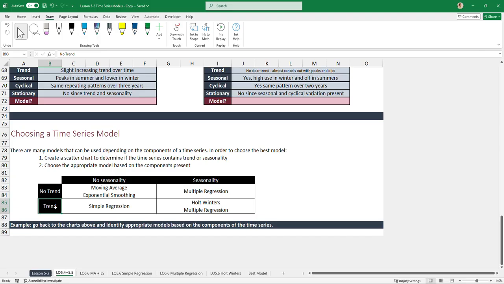First, you'll have to ask yourself if you have trend or not, and then if you have seasonality or not. If you have no trend and no seasonality, you can use two different types of models, moving average or exponential smoothing. If you have no clear trend but there is seasonality, we should use multiple regression that we learned about in the previous lesson. If you have a trend but no seasonality, you can use simple regression to just make a trend line. And if you have trend and seasonality, then you have to use more complex types of models. Holt-Winters is a new type of model we're going to learn about, or you can use multiple regression as well.